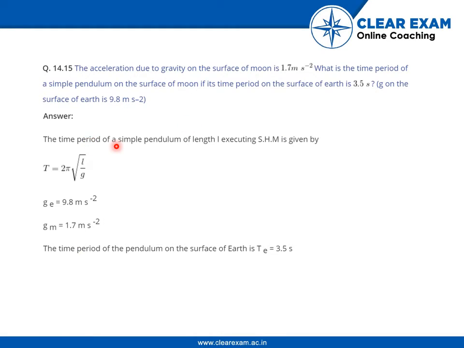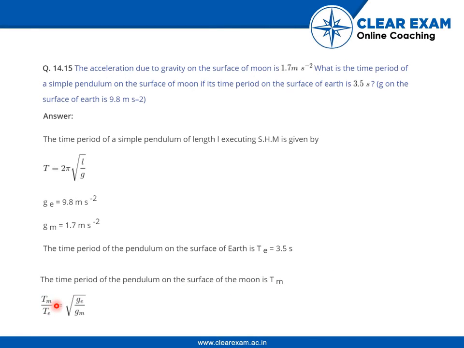The time period of a simple pendulum of length L executing SHM is given by capital T equals 2π root over L by G. So G is 9.8, Gm is 1.7 meter per second square. The time period of the pendulum on the surface of Earth is 3.5 seconds. The time period of the pendulum on the surface of the Moon is Tm.